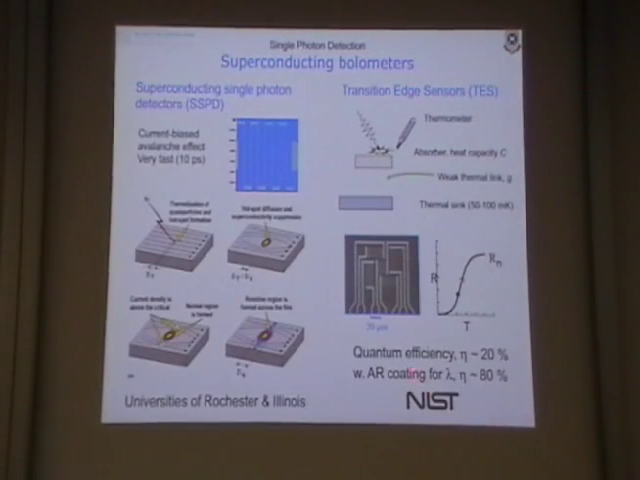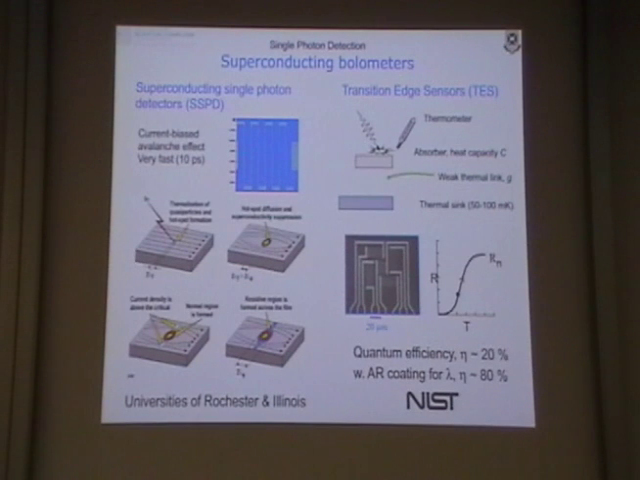You can make it efficient by putting anti-reflection coatings on. But that works at a fairly narrow range of wavelengths. What if you wanted to make a bolometer that was efficient over a broad range of frequencies? You might want to do this because you're doing quantum computing, and you have very broad photons in quantum computing.